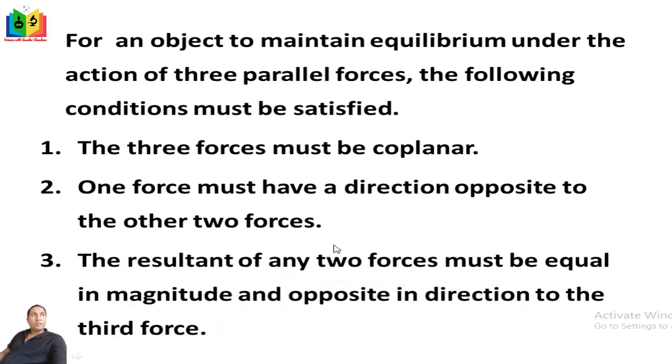Right, then we will go to the third condition. The resultant of any two forces must be equal in magnitude and opposite in direction to the third force. As an example, the sum of F1 and F2 is the resultant of the two forces, no? It must be equal to the third force. The third force is the weight, but the direction is opposite. The direction of F1 and F2 is upward. The direction of the weight is downward. Right? Okay.